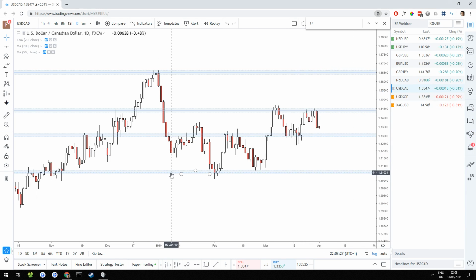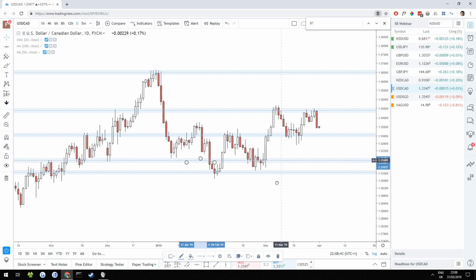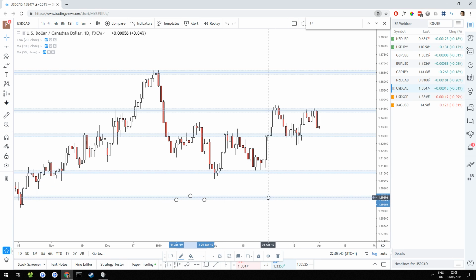That one was there before, but it got removed because price broke through it a bunch of times without reacting. So price broke through it there, price broke through it here, price broke through it again and again. And it became clear that this is no longer an area of support resistance, so it's being removed.